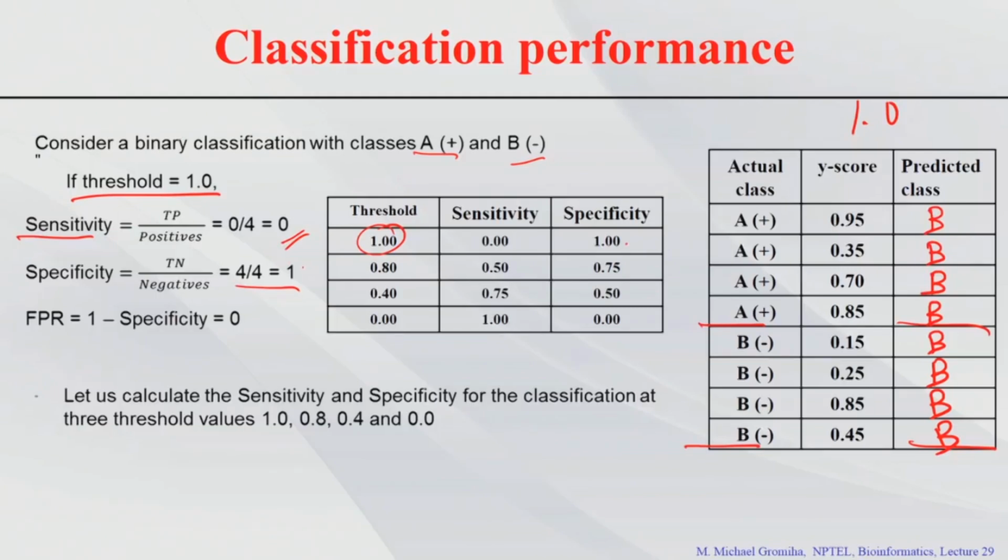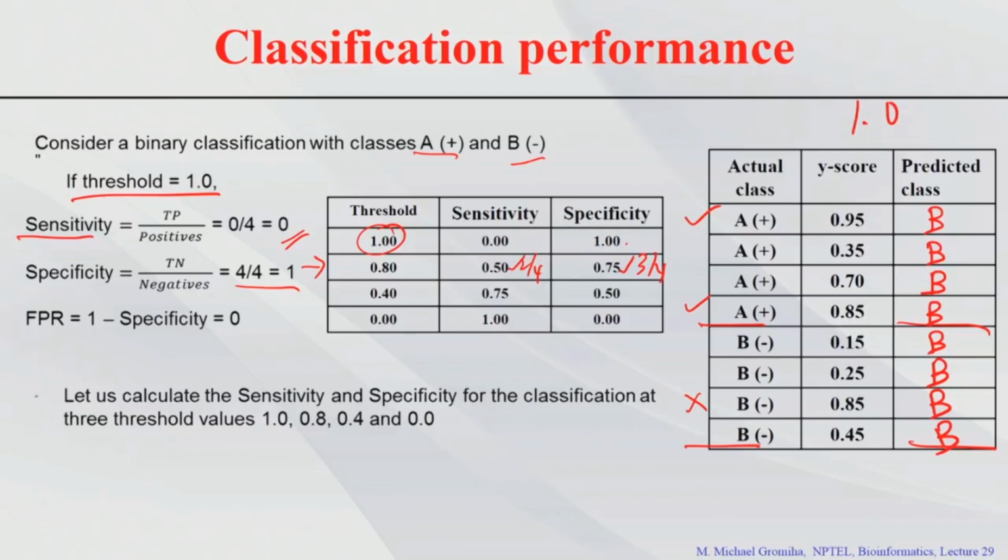For example, the threshold is 0.8. What is the sensitivity? How many true positives if it is 0.8? If it is 0.8, this is correct and this is also correct, so 2 by 4, this is 0.5. In this case, this is wrong. So 3 by 4, this is equal to 0.75. Likewise, if we take a threshold of 0.4, sensitivity is 0.75 and specificity is 0.5. Taking the threshold 0, it is just the other way around from the threshold 1, so this is equal to 1 and this is equal to 0.